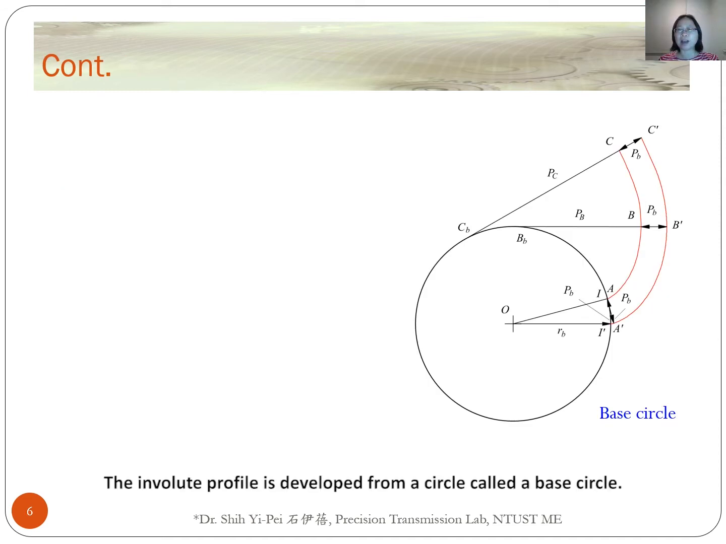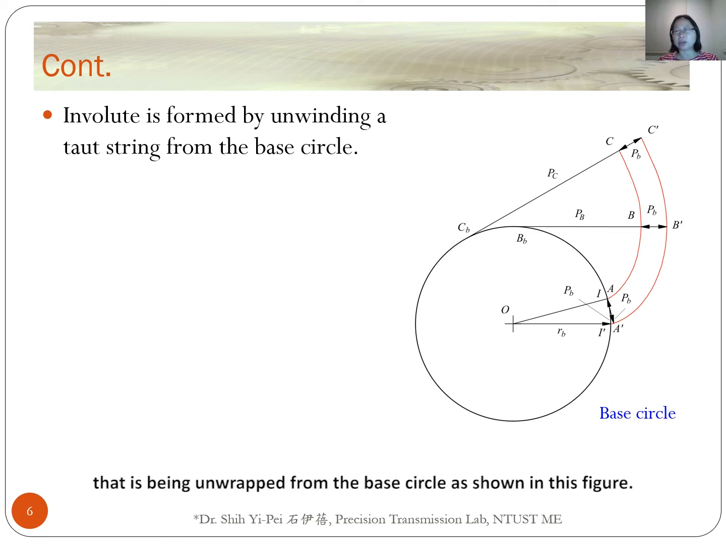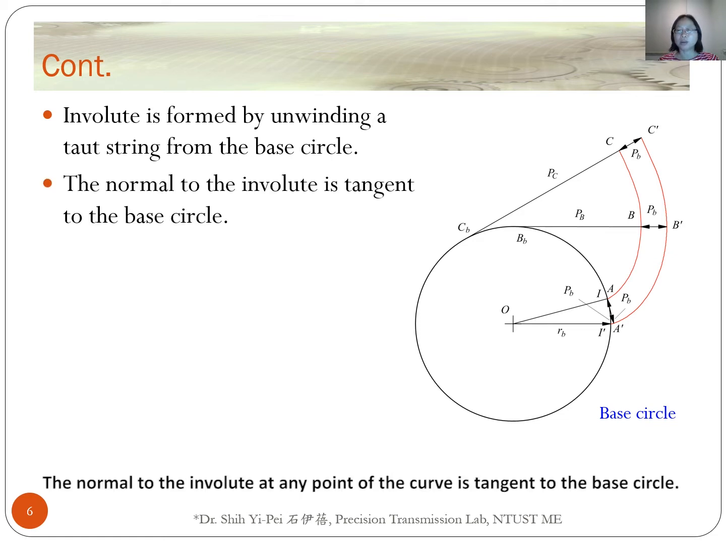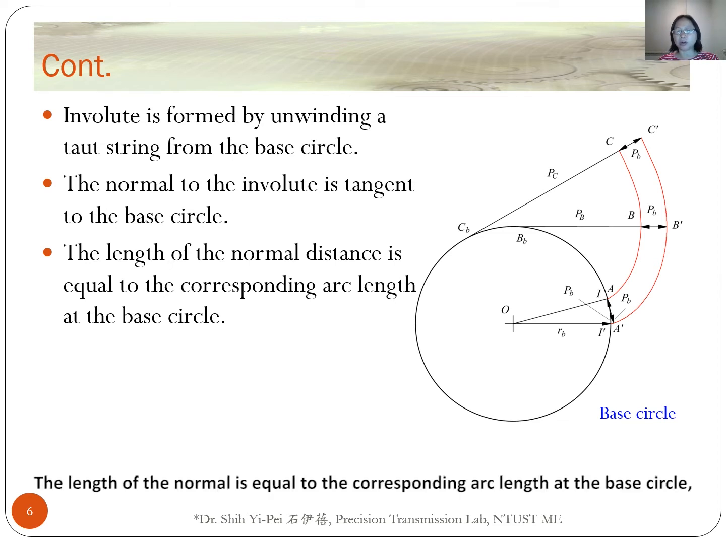The involute profile is developed from a circle called a base circle. The involute is the curve traced by any fixed point on a taut string that is being unwrapped from the base circle as shown in this figure. The involute curve has several important properties. The normal to the involute at any point of the curve is tangent to the base circle. The length of the normal is equal to the corresponding arc length at the base circle.